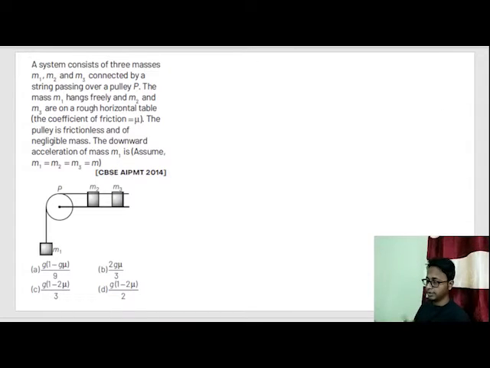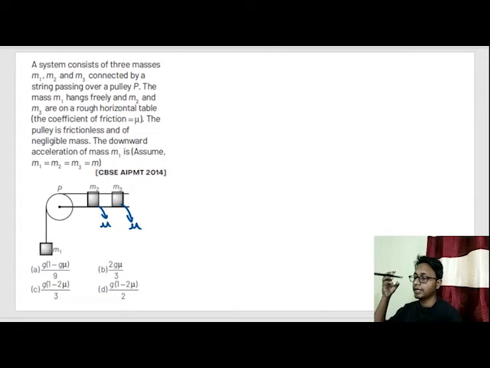Let's read the next question. A system consists of three masses m1, m2 and m3 connected by a string passing over a pulley P. The mass m1 hangs freely, and m2 and m3 are on a rough horizontal plane. The coefficient of friction is mu. The pulley is frictionless and of negligible mass. Mass of this pulley is equal to 0.